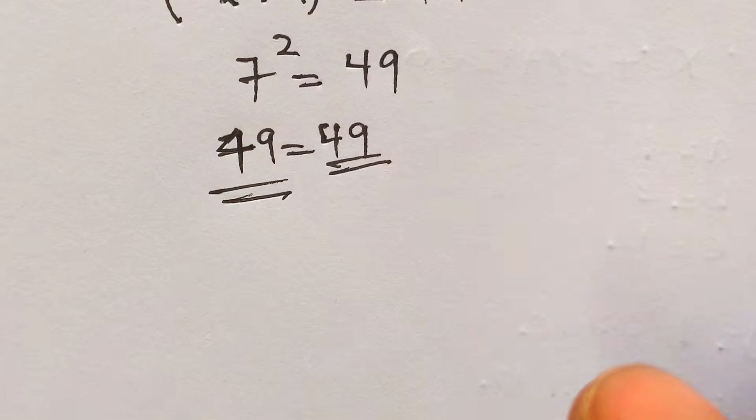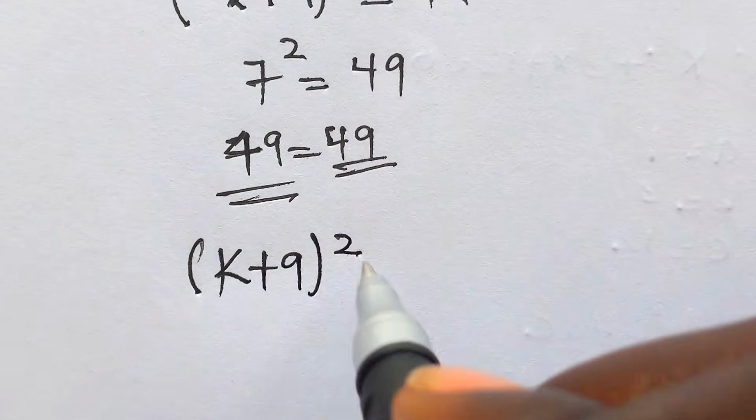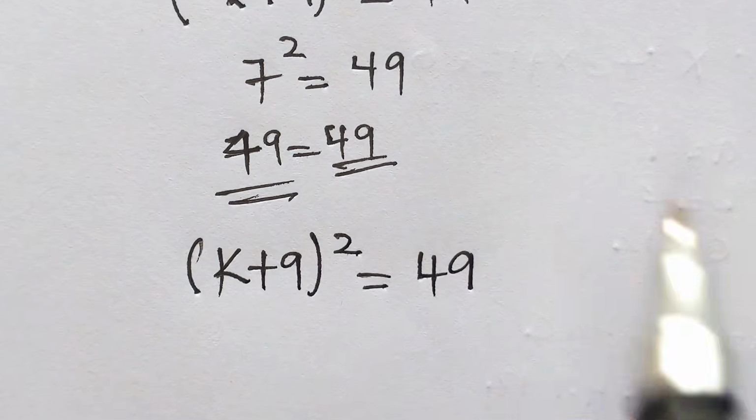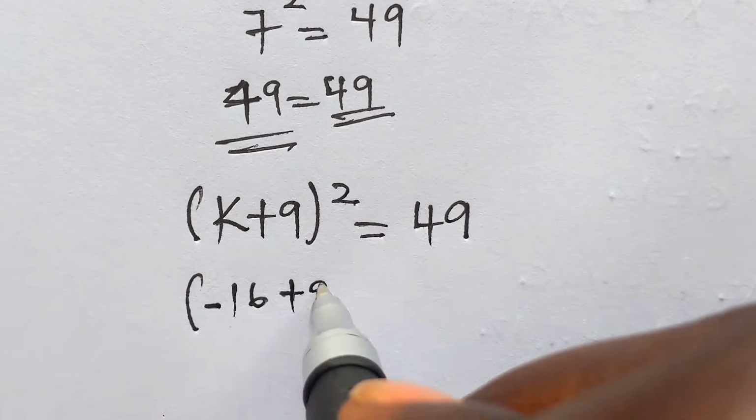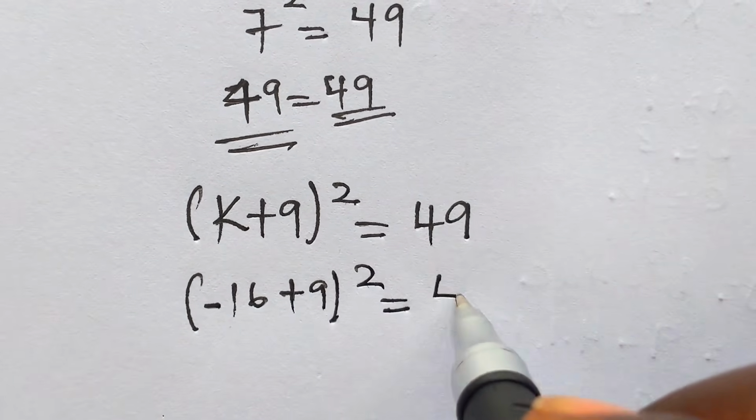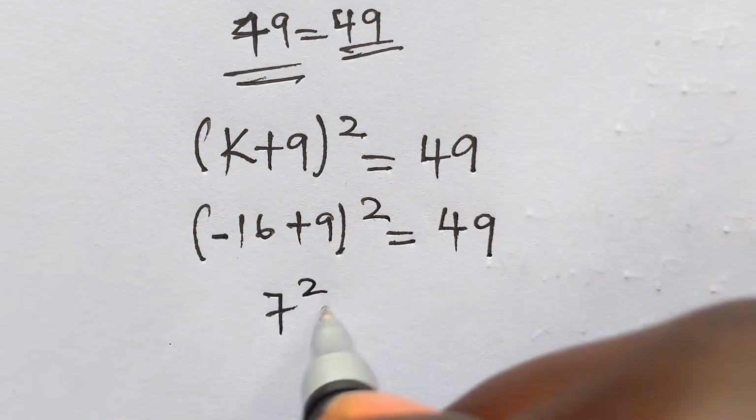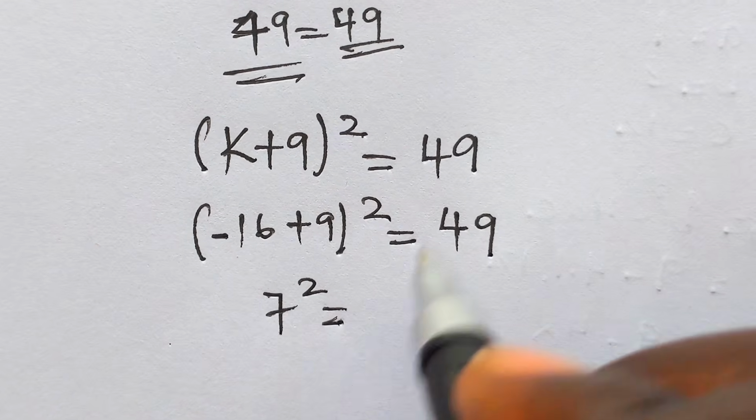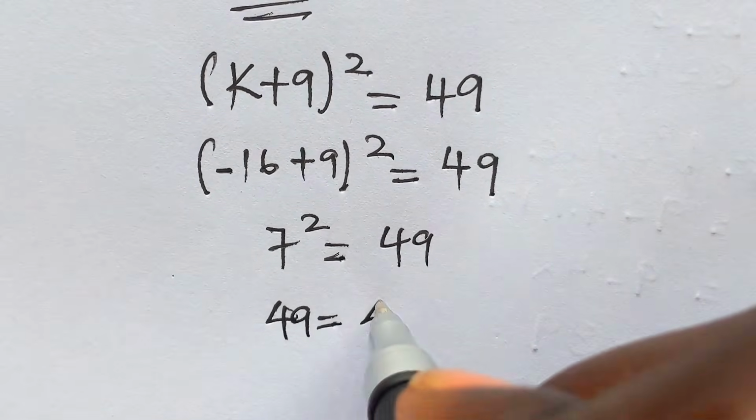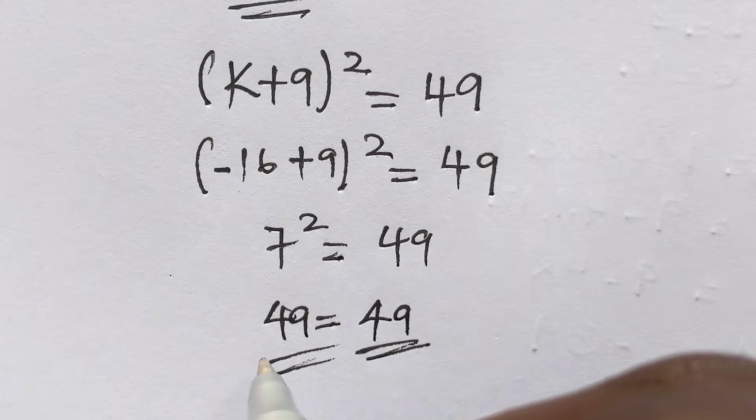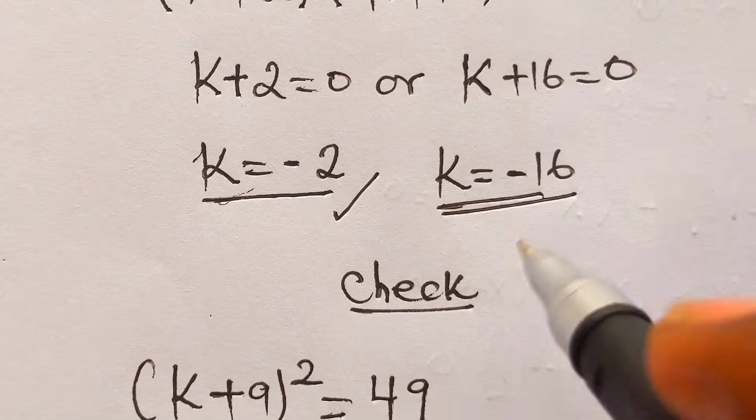What about here? Of course, you have (k + 9)², which is equal to 49, right? And here you have (−16 + 9)², which is equal to 49, and this is 7², which is equal to 49, and of course this is 49, which is equal to 49. Left hand side is equal to right hand side, and of course this value is correct.